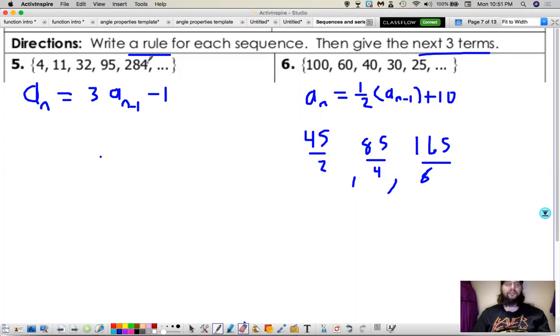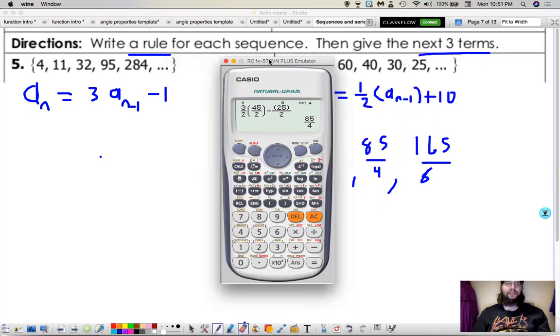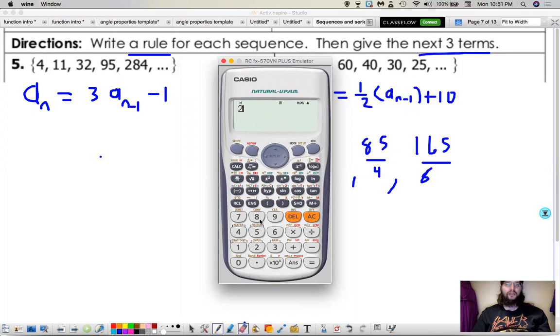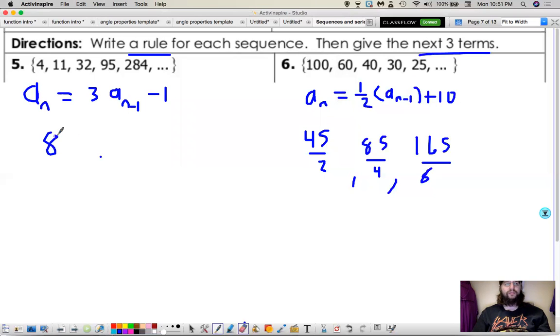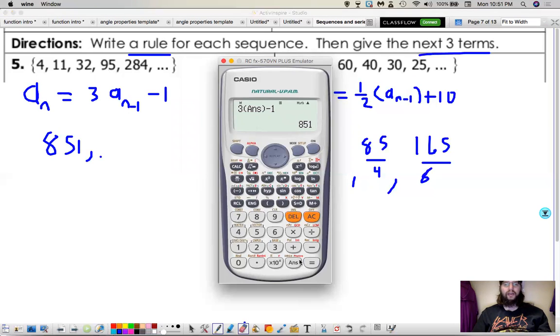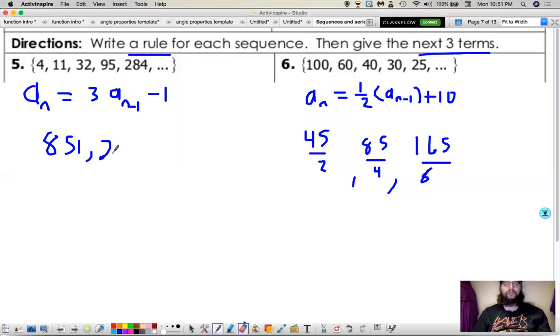Let's see what the next term is. Now that we have the rule, it's easy. So I'm just going to type in 284 and hit equals. Now 284 is my answer. So if I do 3 times my answer, that's a sub n minus 1, minus 1, I get 851. Followed by, hit equals again, 2552. And hit equals again, 7655. Sorry about that. Okay, let's keep going.